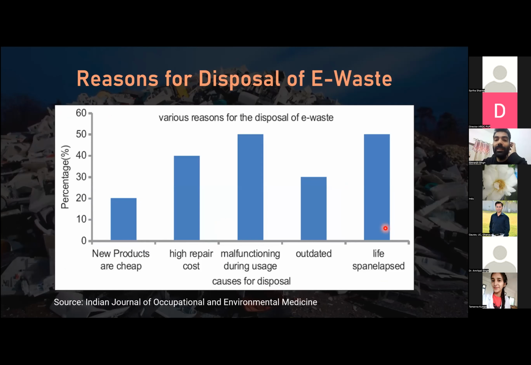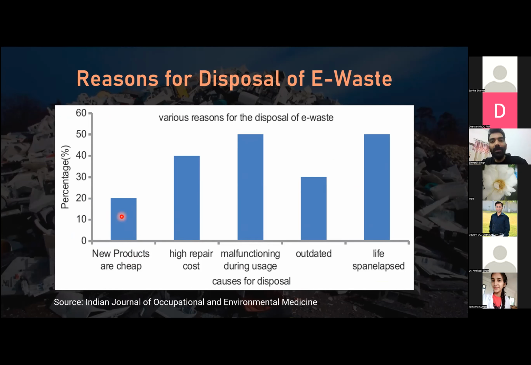Now, this is a very interesting slide, because this is a survey conducted in the Indian Journal of Occupational and Environmental Medicine. They wanted to know why people dispose of their e-waste. So in these options, it's: new products are cheap, 20%. New products are cheap. Why?